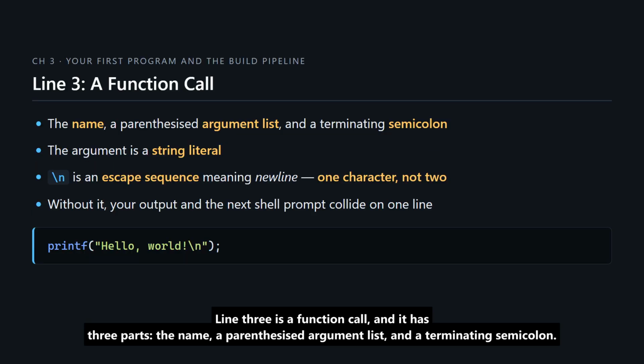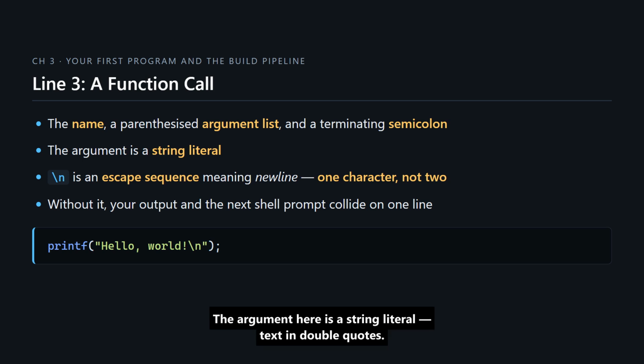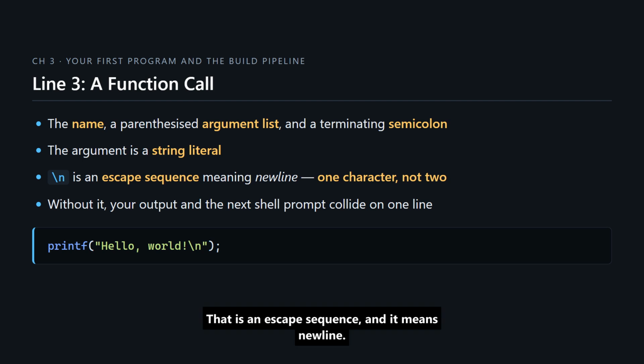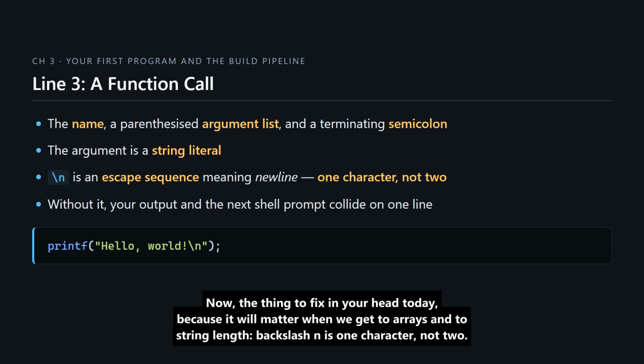Line 3 is a function call, and it has three parts: the name, a parenthesized argument list, and a terminating semicolon. The argument here is a string literal in double quotes, and inside it, at the end, is \n. That is an escape sequence, and it means new line. Now, the thing to fix in your head today, because it will matter when we get to arrays and to string length, \n is one character, not two.